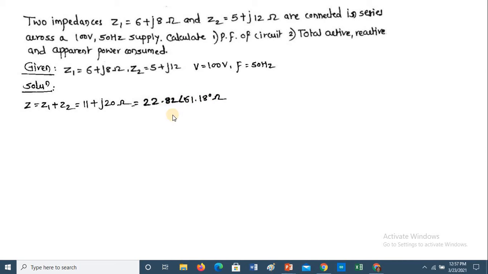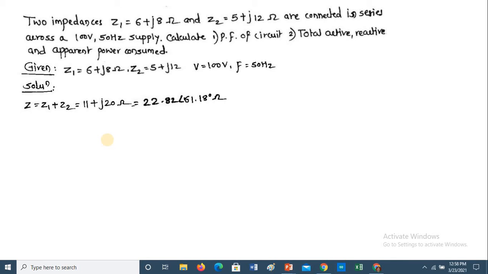How will you find the 22.82 value? By taking under root x square plus y square. What is x? That is the real component, 11. What is y? That is the imaginary component, 20. So under root 11 square plus 20 square gives 22.82. To find the angle 61.18, you take tan inverse y by x. When you do tan inverse 20 divided by 11, you get 61.18 degree. So now you have written Z in polar form.